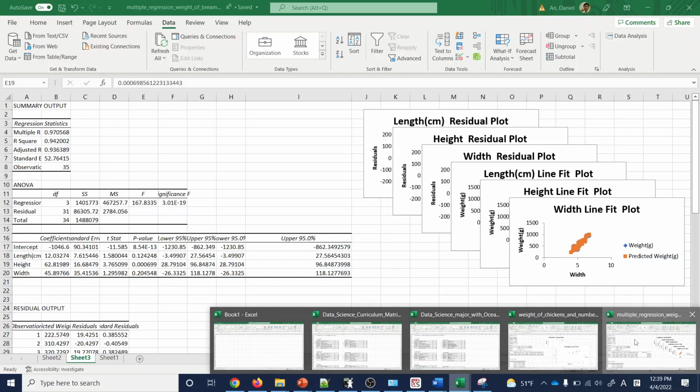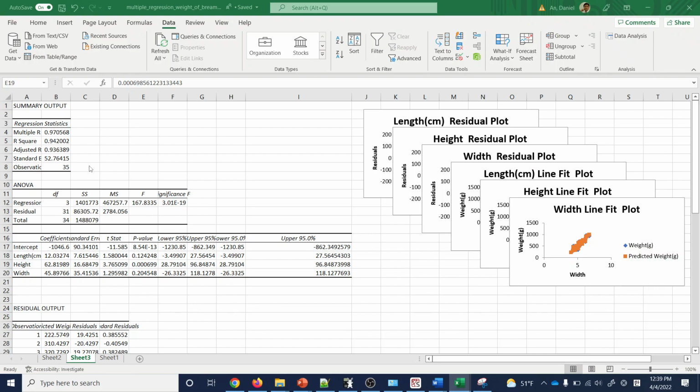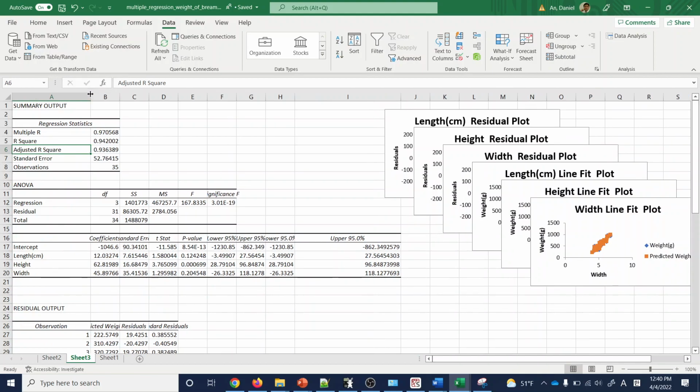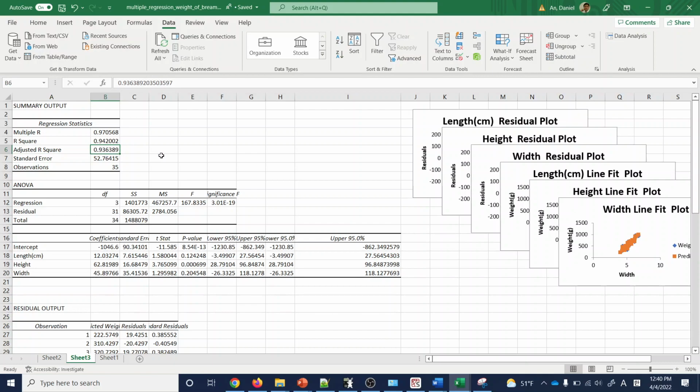So let's go back. Multiple r is just the correlation coefficient r, but people call it multiple r because this is a multiple linear regression. So multiple r is just r. Okay, r squared we already spoke about. It's the square of this value. Now, the first thing that you haven't seen before is this adjusted r squared. What is that?